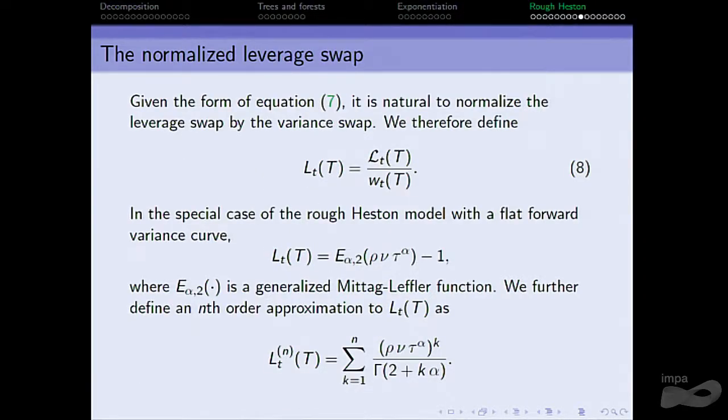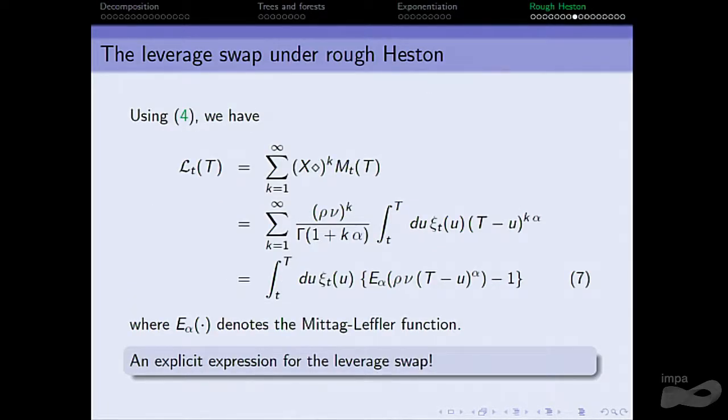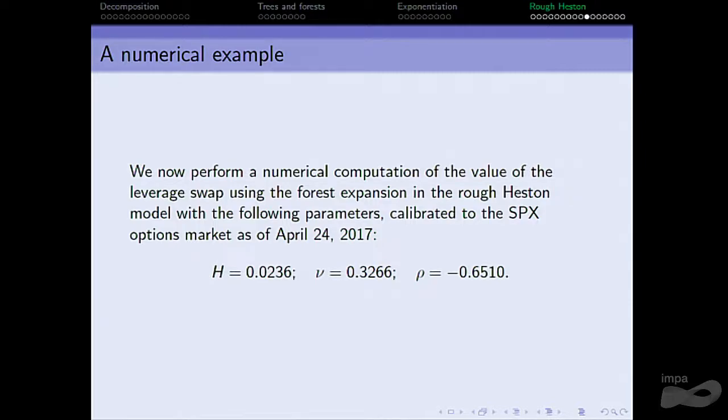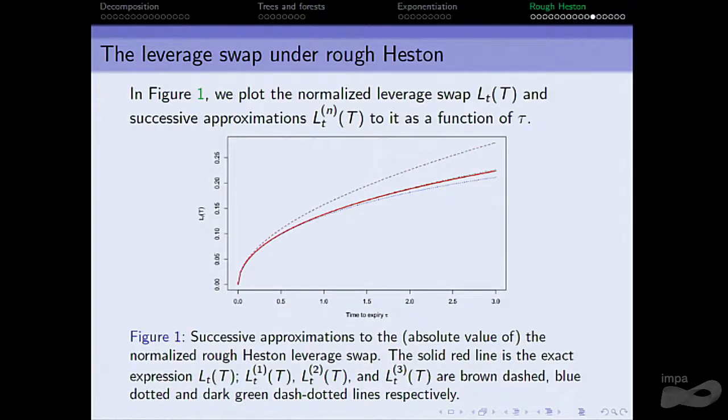Yes, it's very useful because, well, now I'm going to normalize, because it seems natural to normalize. This looks a bit like, if this were constant, this would come out front, and then this would give me variance swap times something. So I normalize, and I get this formula for the normalized variance swap, assuming I have a constant forward variance curve. And then I can calibrate, basically.